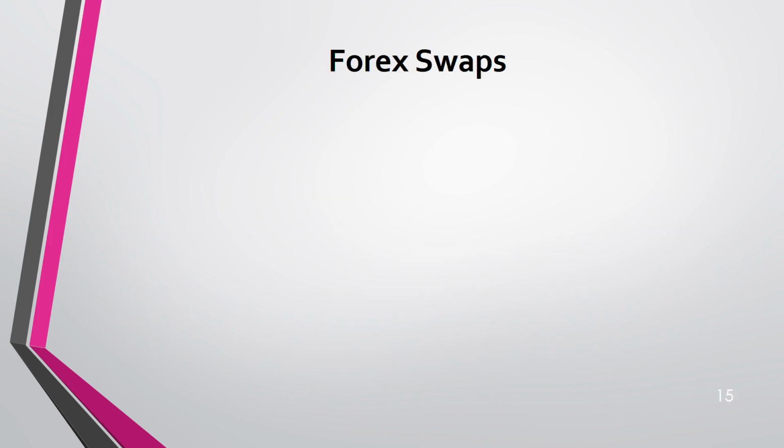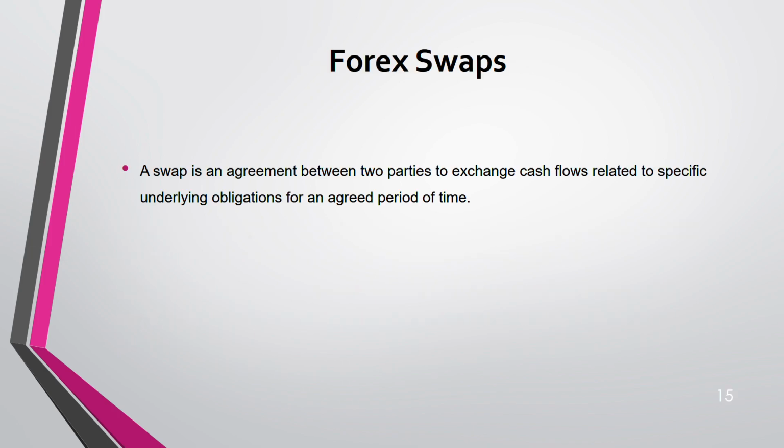Now coming to Forex Swap. Now things are a little easier, because the hardest things we have finished, the main three: forward, future, and option. Oh yeah, money market as well. Now things are a little easier. Forex swap. There are two swaps: currency swap and forex swap. Please understand, forex swap is an agreement between two parties to exchange cash flows.